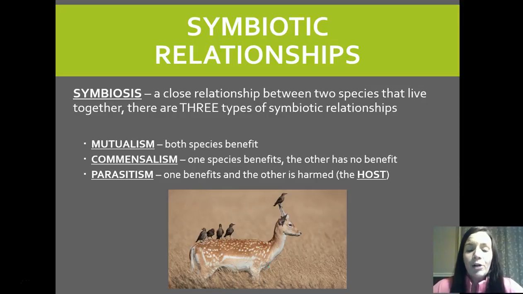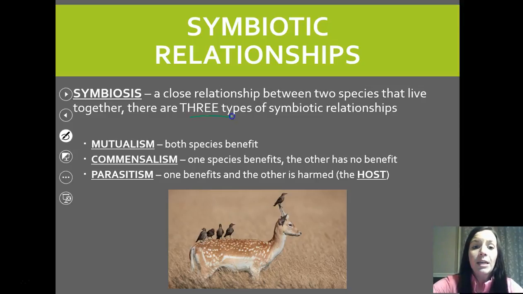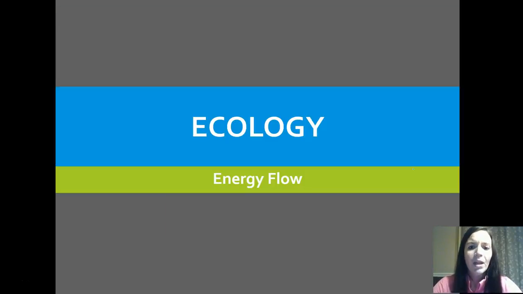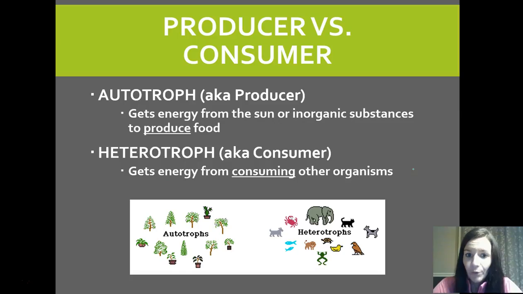There's also symbiotic relationships. Symbiosis in general is just a close relationship between 2 species that live together. But there are 3 specific types that we're going to discuss. In mutualism, both species benefit, so they're both happy. In commensalism, one species is going to benefit, but the other has no benefit. It's not harmed, it's not helped, it's just there. And then in parasitism, one is benefited and one is harmed. Important to note here, in parasitism, the parasites don't want to kill their host because then they lose their food source.